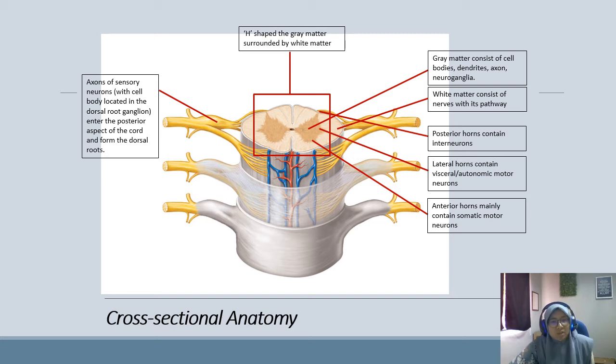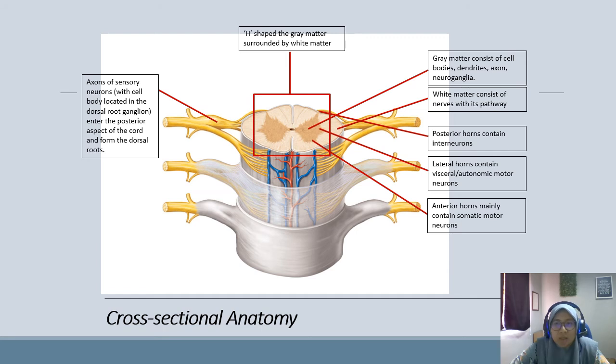Alright, this is the cross-sectional anatomy for the spinal cord. You look here, the H-shaped grey matter. Ni, nampak macam bentuk H ni. Grey matter yang warna gelap ni, surrounded by white matter. White matter yang warna cerah kat luar ni. So this grey matter consists of cell bodies, dendrites, axons, and neuroglia. White matter at the outside consists of nerves with their pathways.